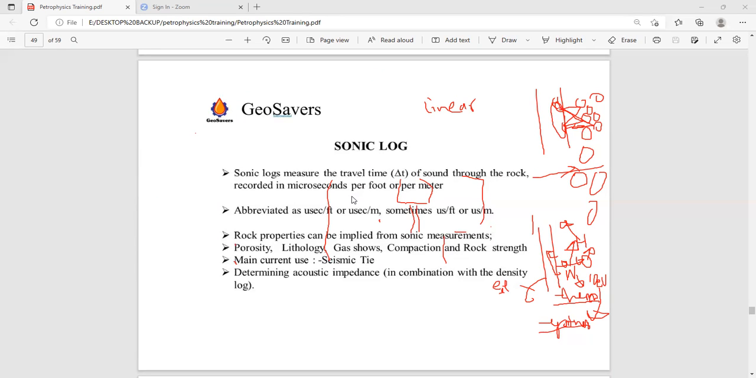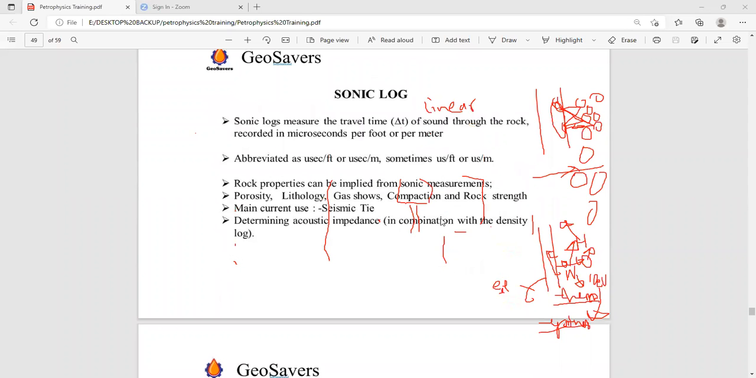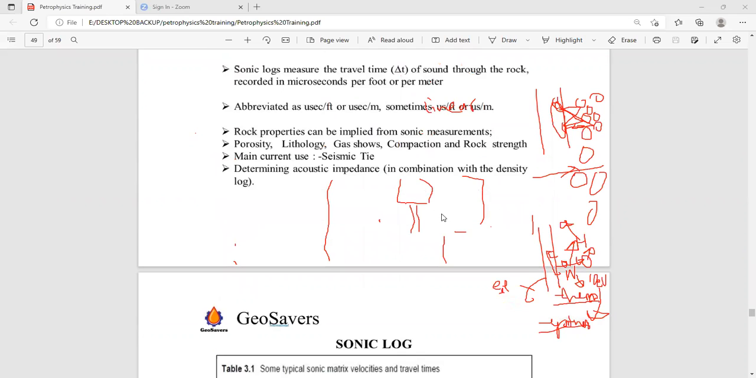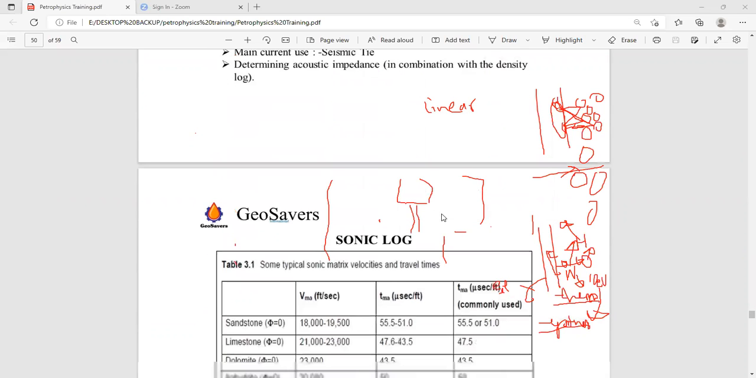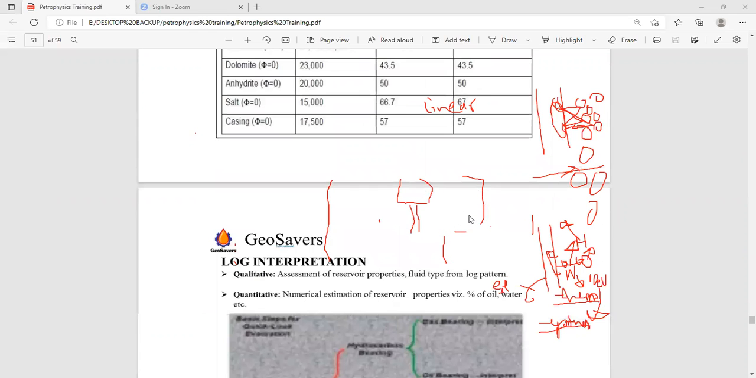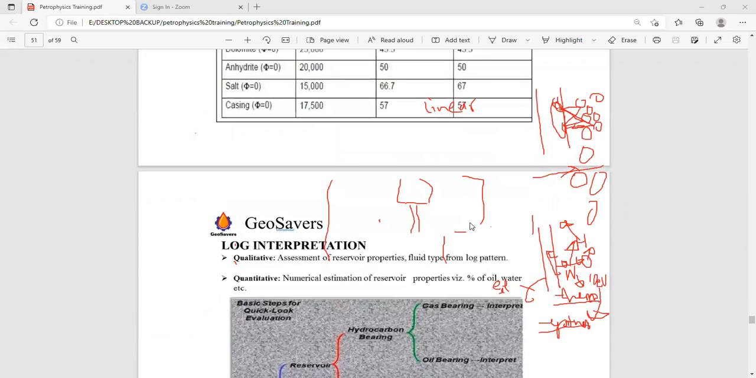We'll see most of that. We can also use it to tie our seismic to our well, and we can create an acoustic impedance that will help us with well log calibration. That is what we use sonic log for. Also, we can do some cross plots between sonic log and density, and sonic and neutron, that will give us different properties.